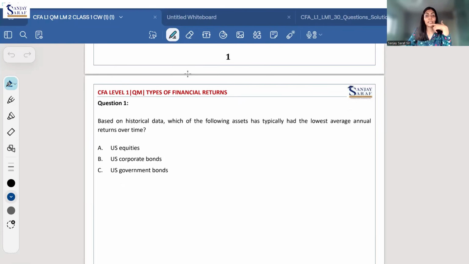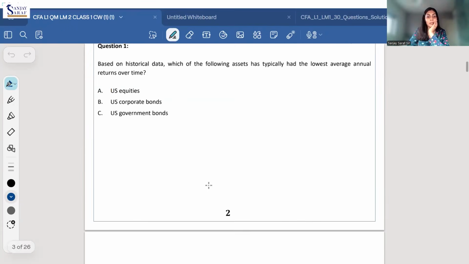Correct. All of you have said C. Absolutely correct. Okay, that is correct. US equity should have the highest return, followed by US corporate bonds, followed by US government bond. और US government bond का जो return होगा वो नॉमिनल रिस्क फ्री रेट मतलब इन्फ्लेशन और रियल रिस्क फ्री रेट के बहुत आसपास ही रहेगा. It's not going to be very away from it. Okay, next question.